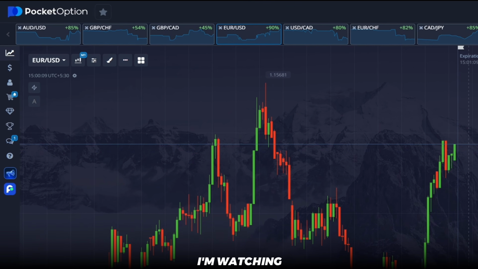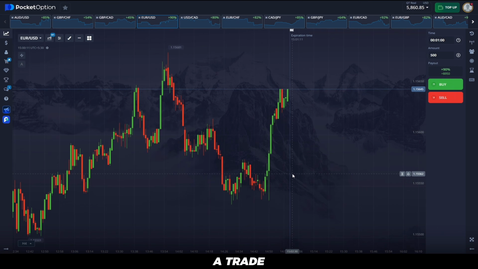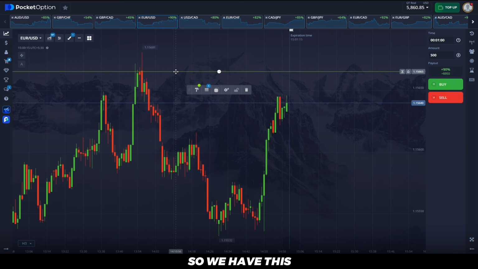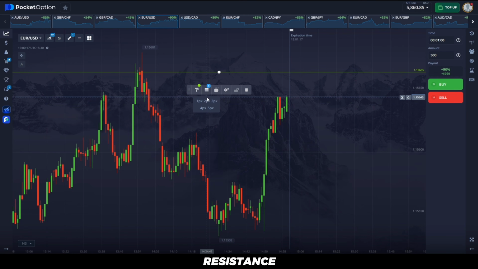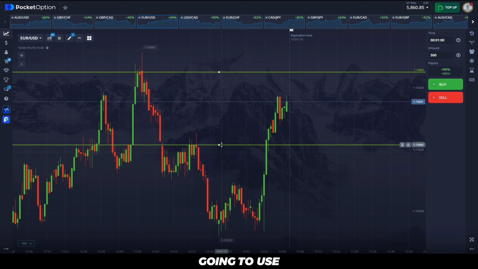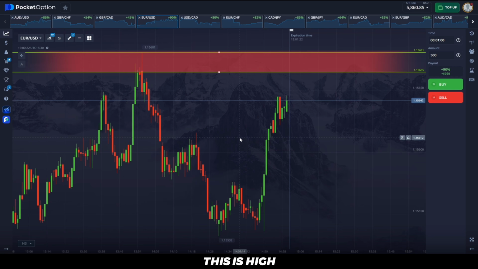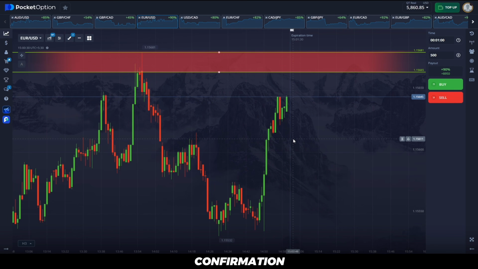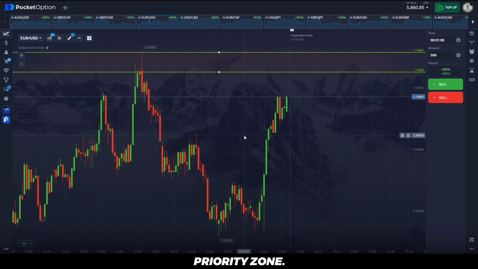Currently, I'm watching the Euro US dollar chart and I have a trade opportunity. Let me first draw the key levels. So we have this extreme resistance that I'm going to use for a reversal trade. This is a high probability reversal zone. I will wait for the price to hit this zone. Once price reaches here, I will look for reversal confirmation on the 5-second chart. Let's wait for that.